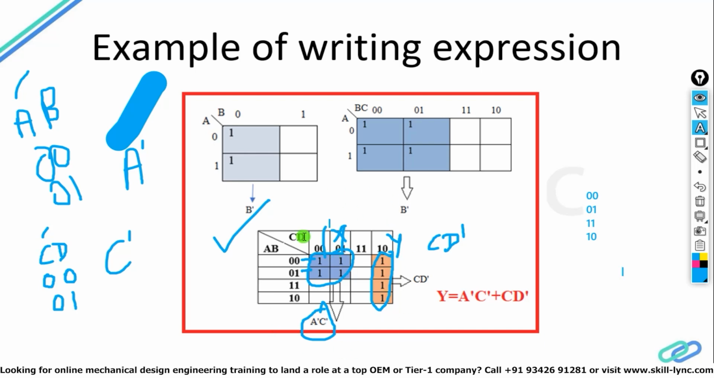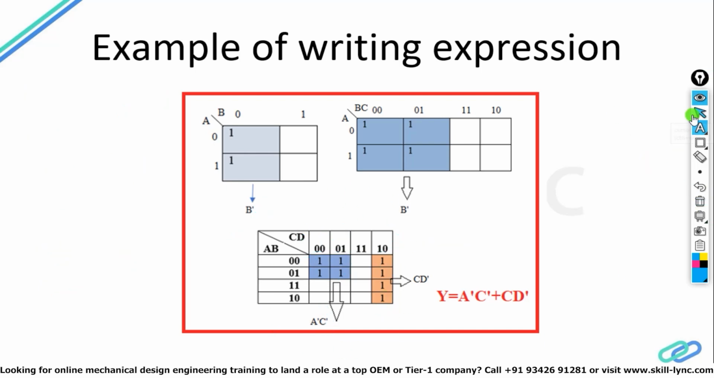Because in this particular K-map, there are 2 groups, this group and this group, which I named X and Y. After that, taking them in a different way, if I get the expression for this function and this function, we get the final answer Y equal to A bar C bar plus C D bar. So this is the case. Okay, so this is how we can write the expressions.